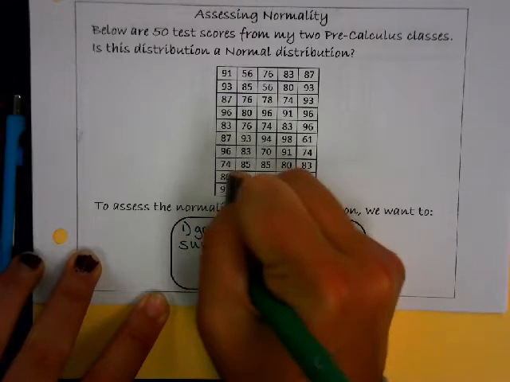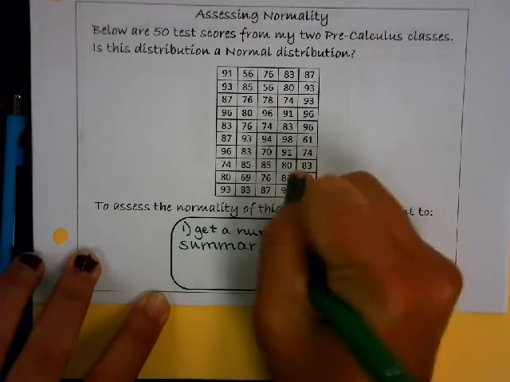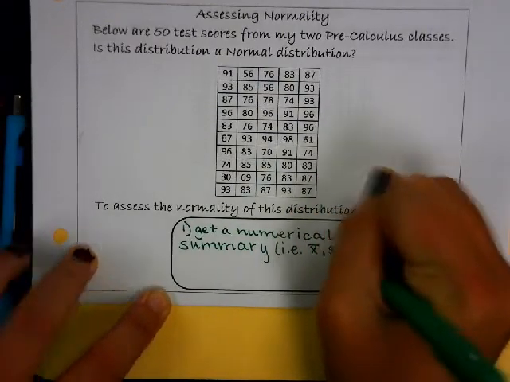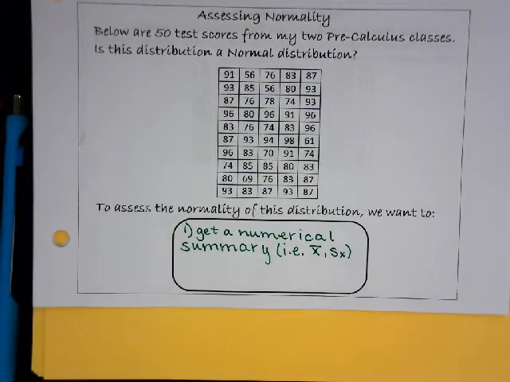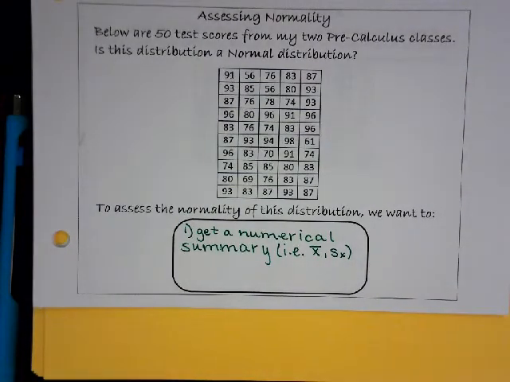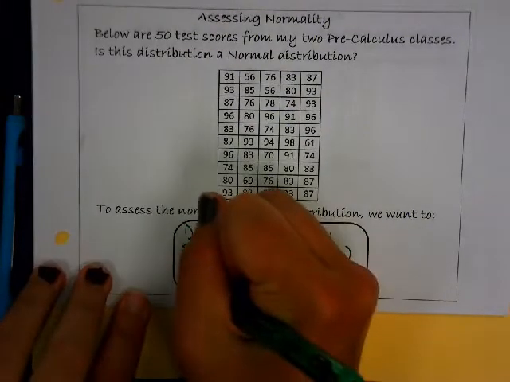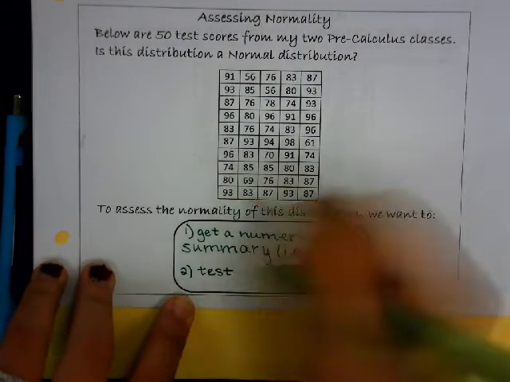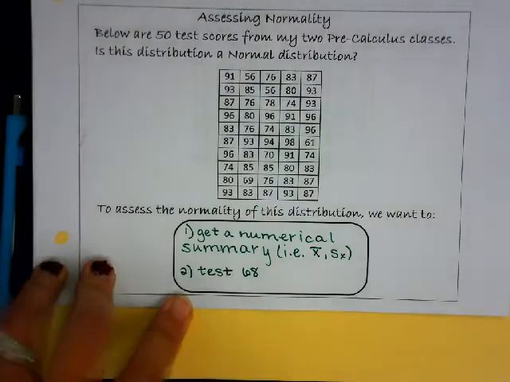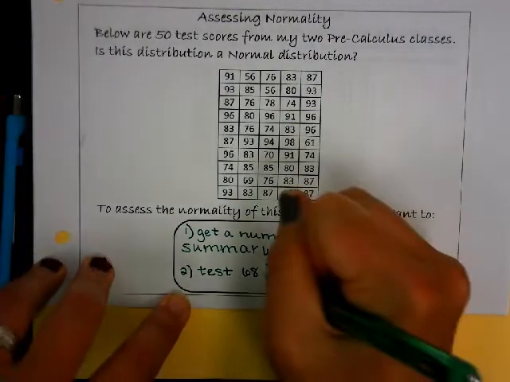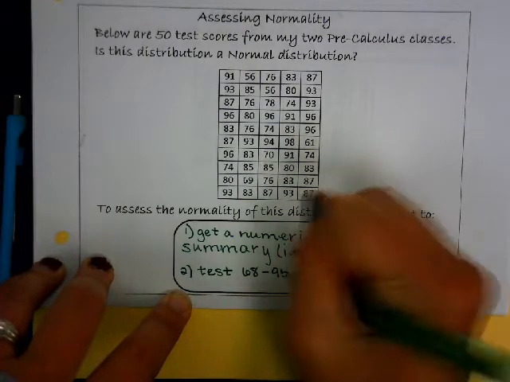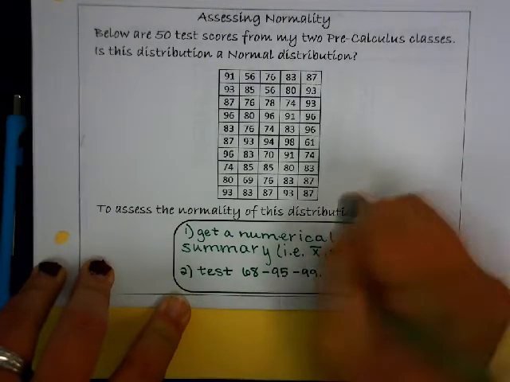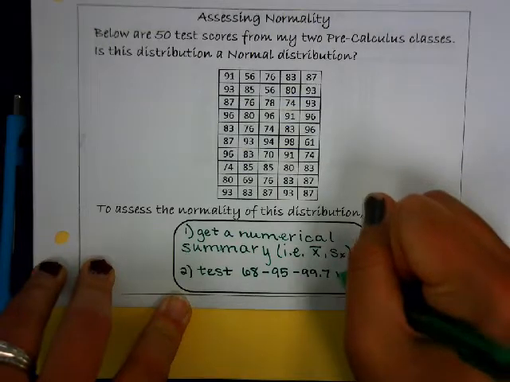Then once you have your mean and your standard deviation, you're going to test your 68, 95, 99.7 rule, because a normal distribution should have 68% within one standard deviation above and below, 95% within two standard deviations above and below, and 99.7% within three standard deviations above and below the mean. So we're going to test this distribution to see if it's normal.